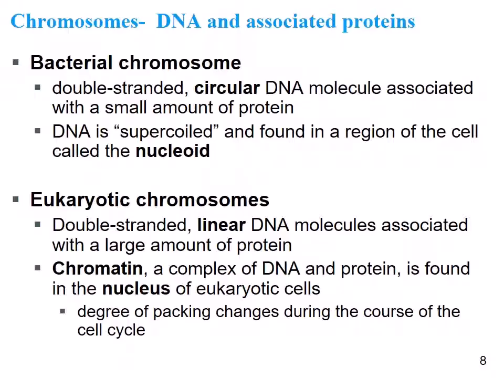The DNA is going to be supercoiled in a region of the cell called the nucleoid, whereas eukaryotic chromosomes, they're still double-stranded, but they're linear instead of circular, and they are associated with more protein. Chromatin is a complex of DNA and protein, and it's found in the nucleus of eukaryotic cells, and the degree of packing in chromatin actually changes during the course of the eukaryotic cell cycle.